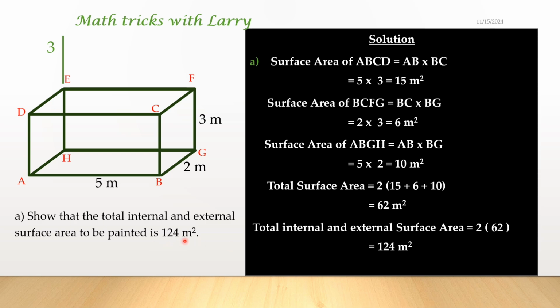124 square meters as required by the question. Now, the reason for which we are considering the internal and the external surfaces to be equal is because they said the thickness of the sheets is negligible. Negligible means we can ignore them. And I think this actually helps us, and we have actually seen how to get the total surface area, that's internal and external total surface areas.